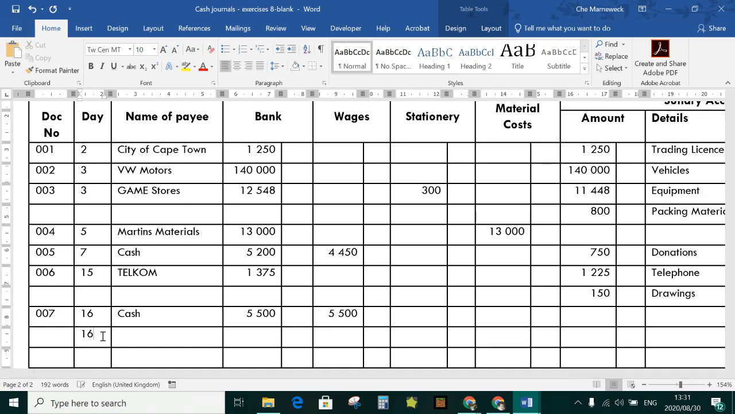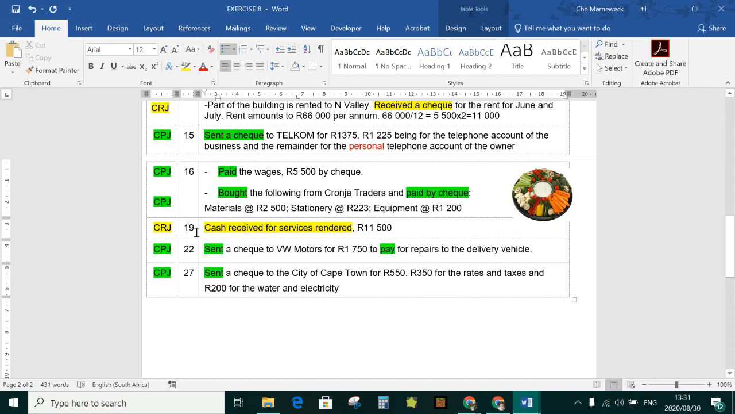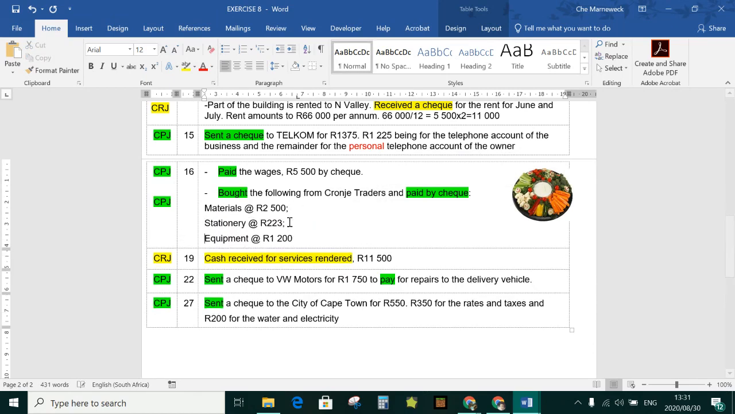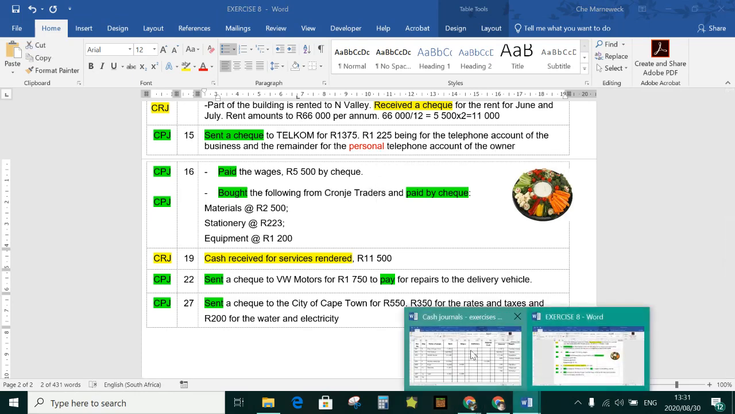The next transaction is also happening on day 16, but it's a different check number. We are paying somebody else. And we have a look. Bought the following from Cranier Traders and paid by check. We've got materials, stationery, and equipment. So we're going to have to add those values together. So let's just fill in. This is Cranier Traders, also on day 16.